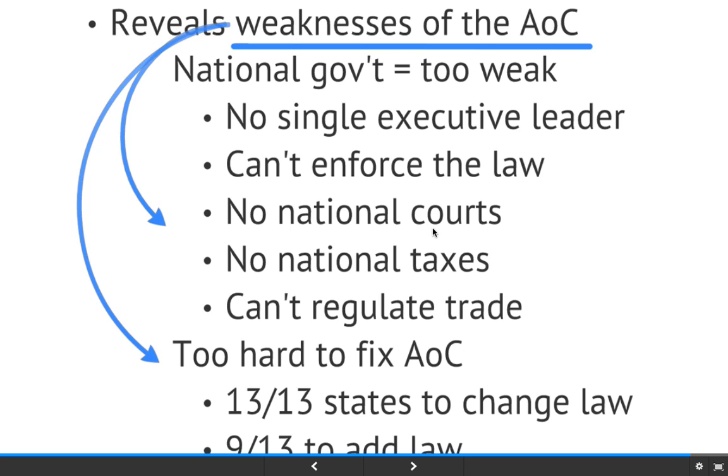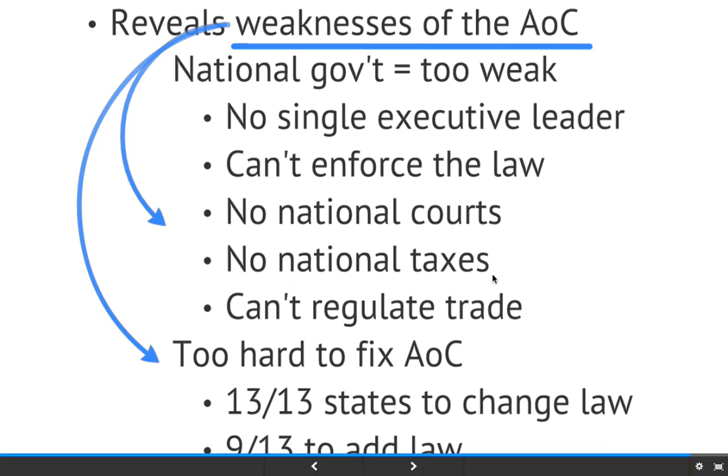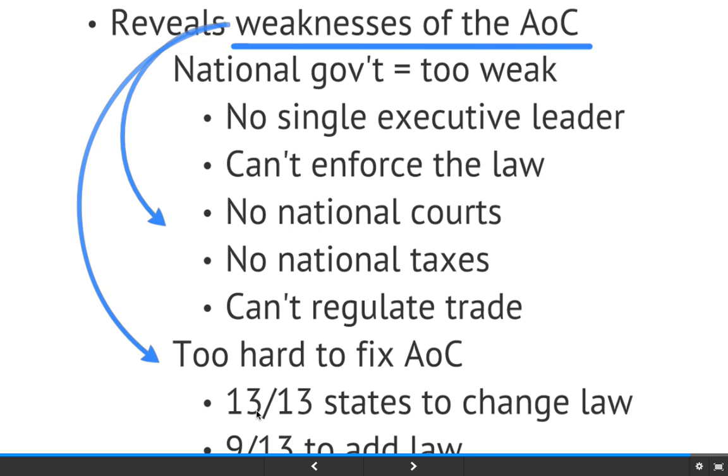Because there's no national courts to prosecute him, and there's no national taxes to actually pay him, which is the first problem, and they can't regulate the trade to help raise taxes or money, all of these are indicators that the national government is unfortunately too weak under the AOC. And it's not like they can just get together and fix the AOC and pass any amendments, because to change a law, 13 out of 13 states have to agree.